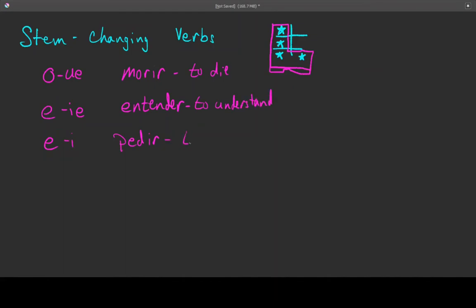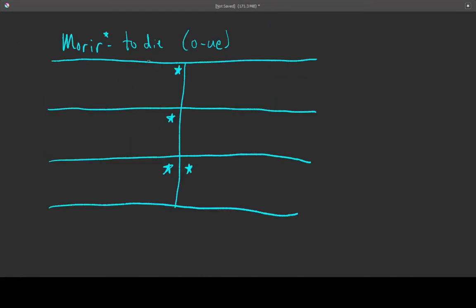And pedir, to ask for or to request. All right, so the verb morir, to die. O to UE stem change. There's only one O, so there's only one thing that we need to worry about stem changing here. But I will tell you that when it comes to stem changing verbs, if there are more than 2 syllables in the verb, it's always the syllable right before the ending that gets the change.